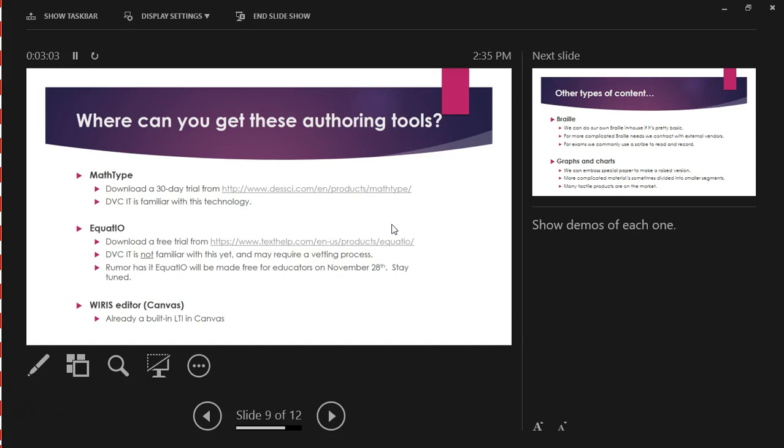And then Wyrus is simple because it's already built in. It's a built-in LTI in Canvas. Most of the time, the equations are pictures, but it still has the code built into it, so we would probably still want to test that.